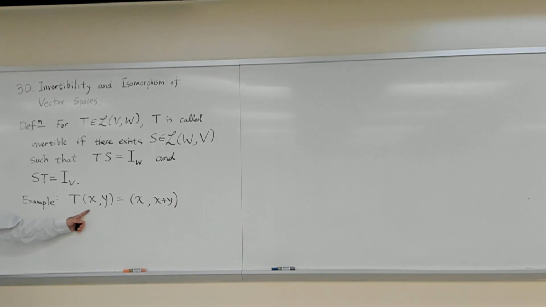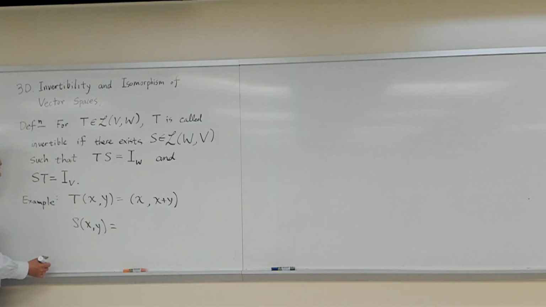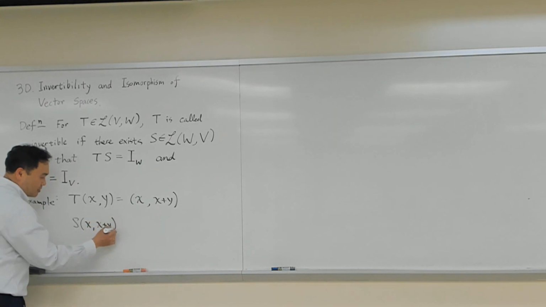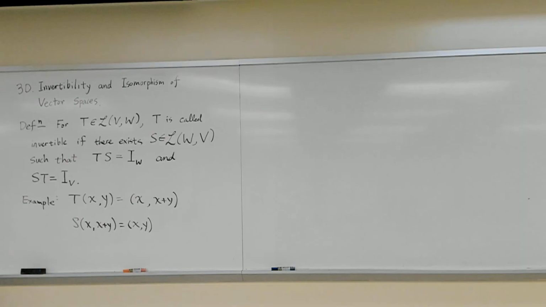Where is (0, 1) sent to? (0, 1) is sent to (0, 1). So (0, 1) shouldn't change. Okay, so can you think of such a map? So think of a map where it's going to undo this. Well, think of it this way. That's what we want, right? So let's ask this question. What is S? Well, this is what we want.